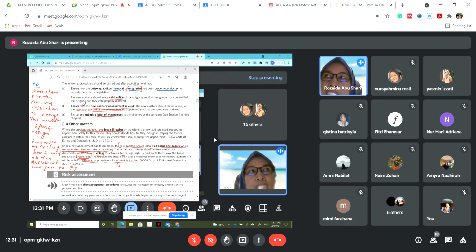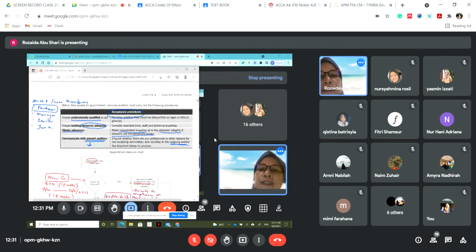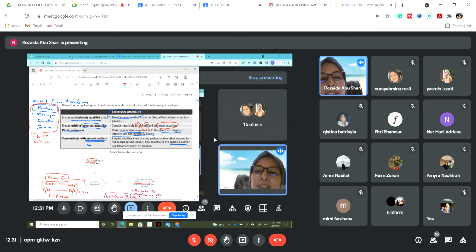And it depends on the profit of the company too. So if it is a bigger company, normally the audit fee charged is big, because of the time spent and the expertise. And when you want to accept the appointment, you consider the resources: time, staff, and technical expertise. If, let's say, the audit team members do not have enough technical expertise, then maybe you hire an outside consultant.